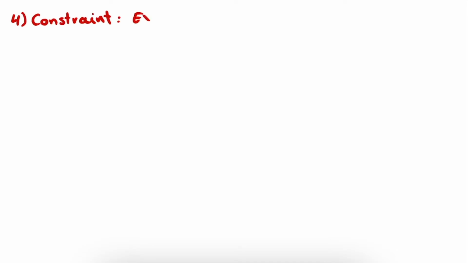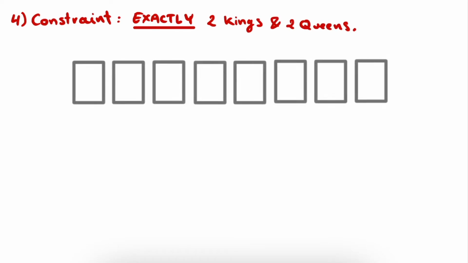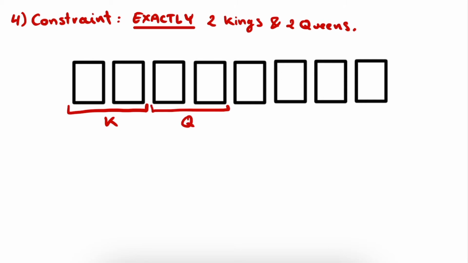And let's now go to the fourth exercise, where the constraint is the following. From these 8 cards that we draw, exactly 2 of them need to be kings and 2 of them need to be queens. And again, to solve this exercise, we start by visualizing it and therefore drawing our 8 cards again. So what are the constraints in this case? Well, exactly 2 cards need to be kings. 2 other cards need to be queens.